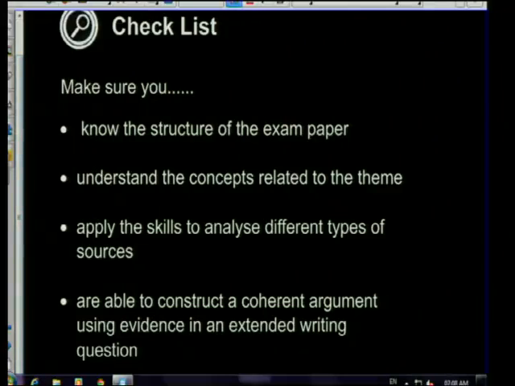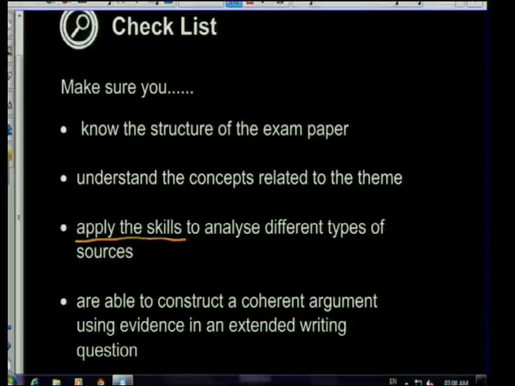Okay, and then the next thing you need to know is how to apply the skills. As you know, in history, there are different skills that are part of this subject. You need to know how to analyze sources. You need to know things like usefulness of the source, reliability, and so on. So you need to be able to apply those skills when you're analyzing the different types of sources, because you will get a written source, a visual source in the form of a photograph or in the form of a cartoon. So you should be able to analyze those different types of sources.